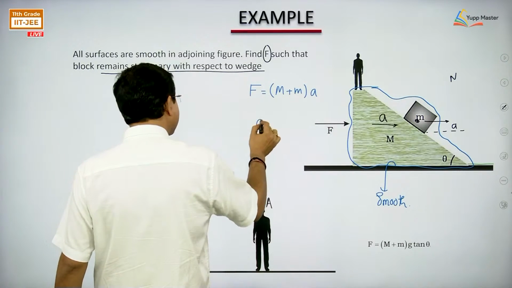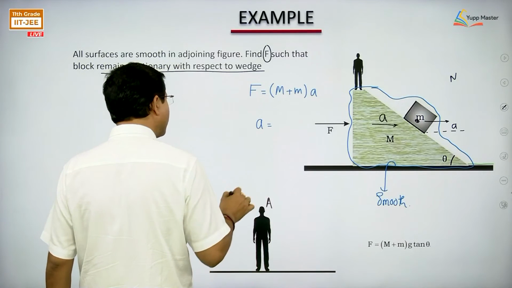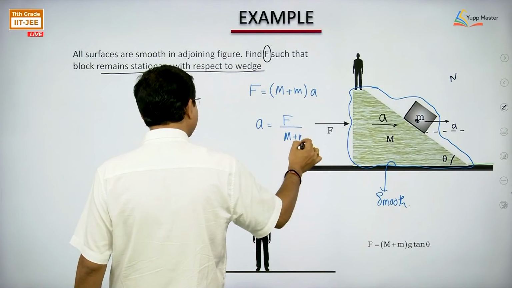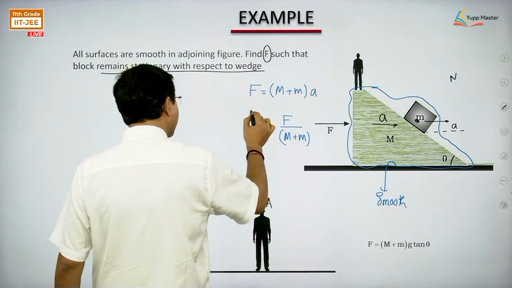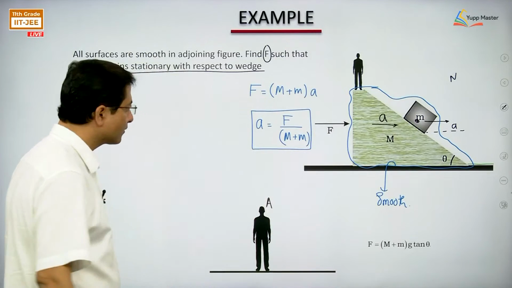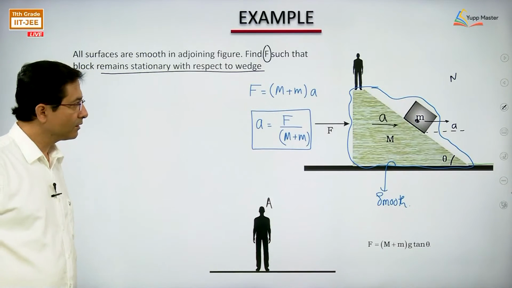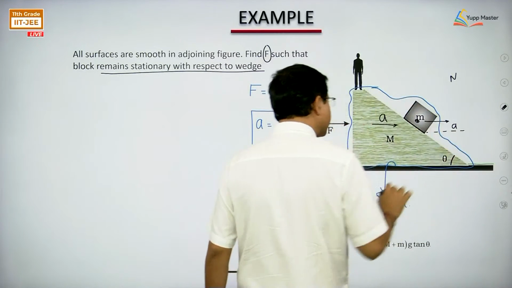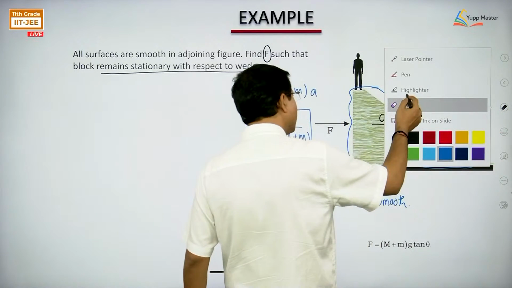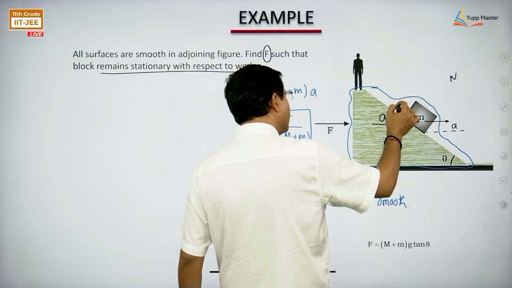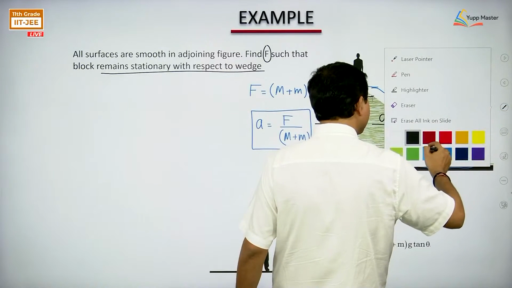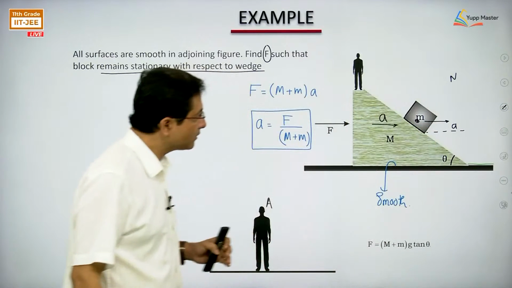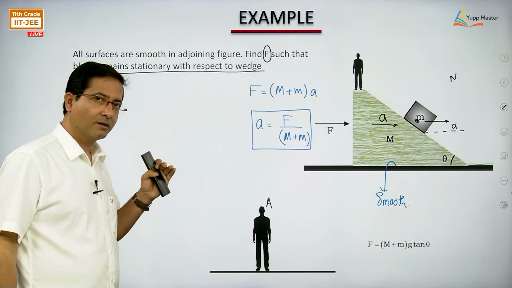That means from here I can say that acceleration of both block and wedge is F divided by capital M plus small m. Right? And after considering this whole thing as a system, now let's put focus on the block.